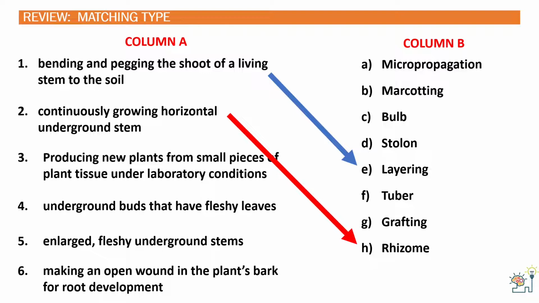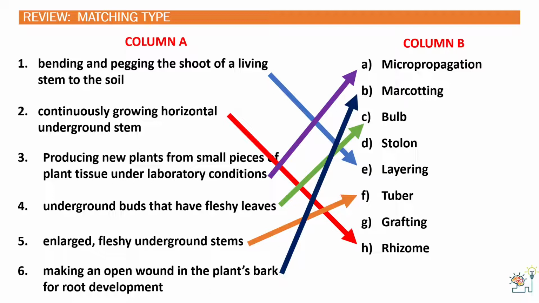Number 3, producing new plants from small pieces of plant tissue under laboratory conditions. You call this micropropagation, letter A. Number 4, underground buds that have fleshy leaves is called bulb, letter C. Number 5, what is an enlarged fleshy underground stem? You call that letter F, tuber. And number 6, making an open wound in the plant's bark for root development is what? It is letter B, marketing. So how did you do in our little quiz? I hope you did well.